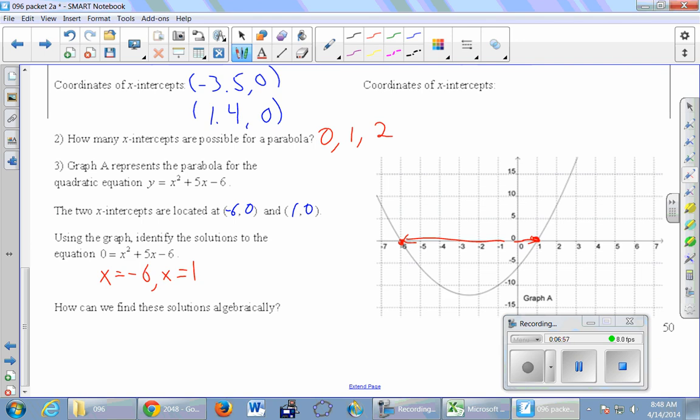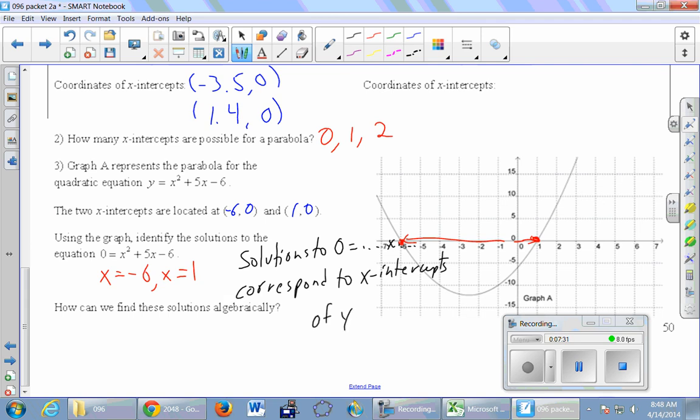And so we're going to make a really key observation. Now, this could be the first time you have ever seen this connection before. But here it is, and we will revisit this, I promise. Solutions to 0 equals something with x's, like 0 equals x squared plus 5x minus 6, correspond to x-intercepts of y equals whatever that same stuff with x's was.